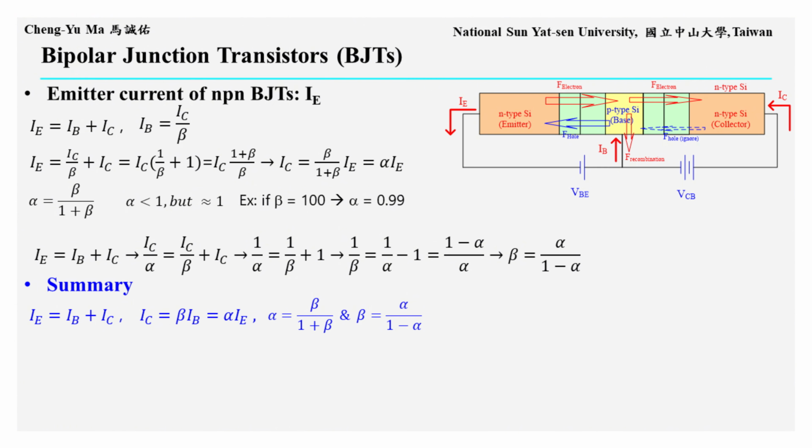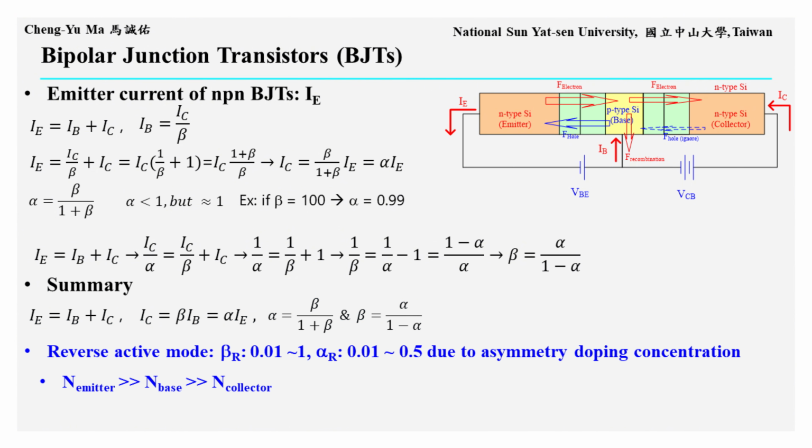If the emitter and collector terminals are accidentally interchanged, the BJT operates in reverse active mode. Because a real BJT is not symmetrically doped, this operation is very different from normal active mode. To achieve high current gain, the emitter doping concentration must be much higher than the base doping concentration, and the base doping concentration is much higher than the collector doping concentration.